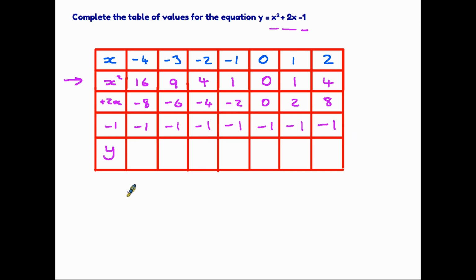To then find our corresponding values of y, we look at the three parts of the equation. Ignore the top row, just look at the colours that are marked in purple here, and we simply add them together. 16 minus 8 minus 1 is 7. 9 minus 6 minus 1 is 2, and so on along the table. And we come up with exactly the same values as we did with our previous table.